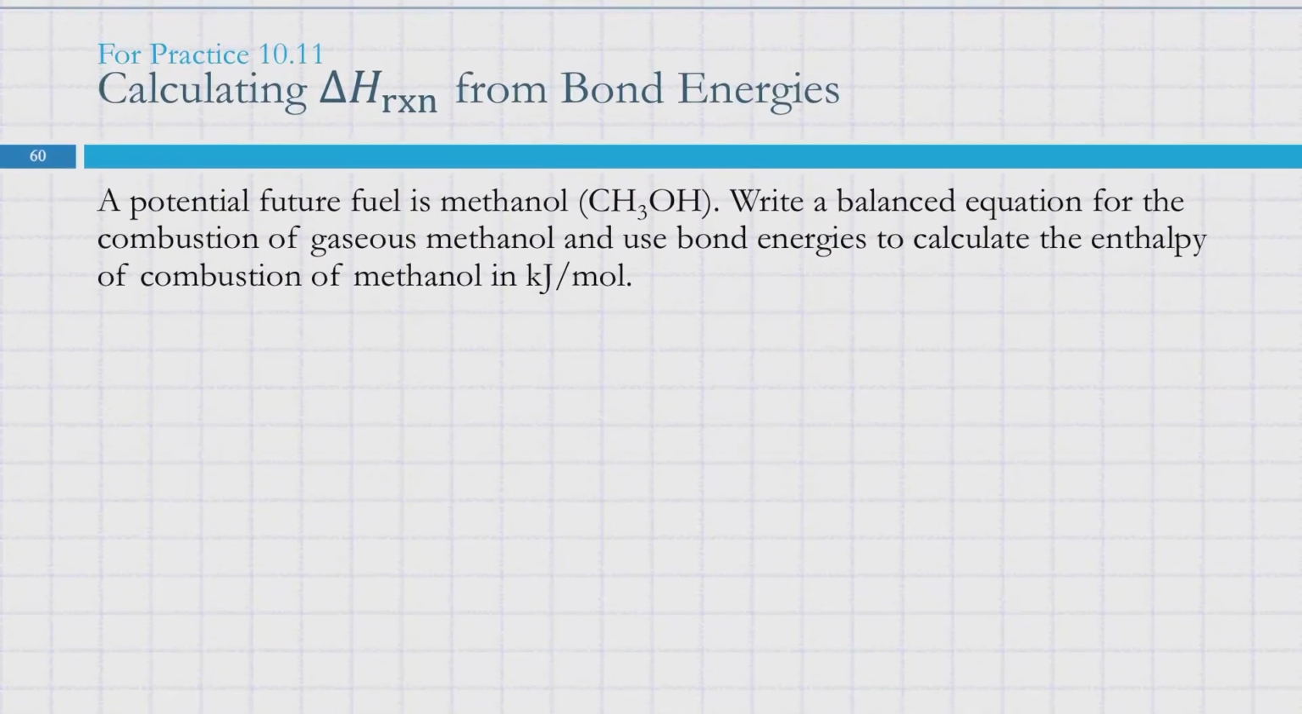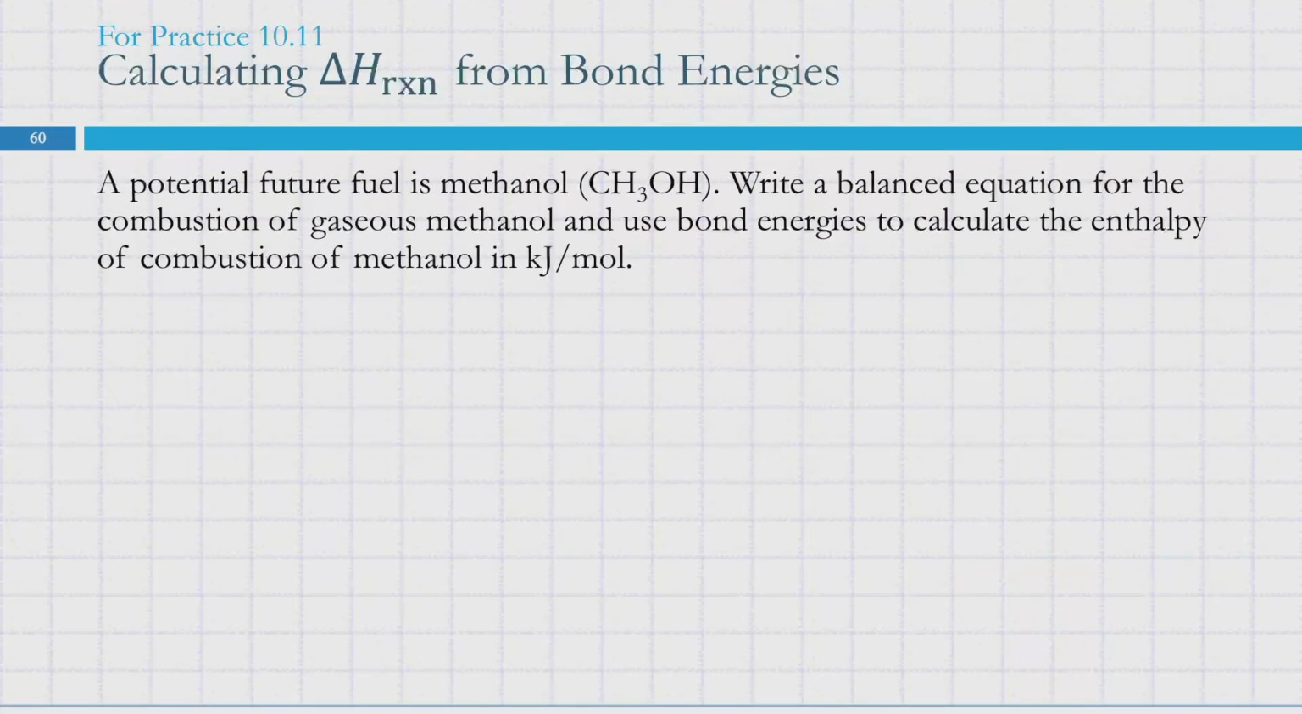All right, a potential future fuel, I don't know if this is still accurate, is methanol. Write a balanced equation for the combustion of gaseous methanol and use bond energies to calculate the enthalpy of combustion of methanol in kilojoules per mole. To save us time, and also just to show you how to do it, I'm going to assume that we know how to do combustion reactions and balancing for them.